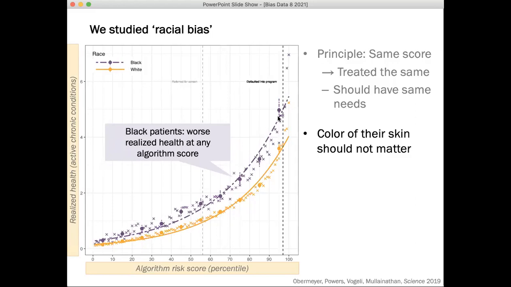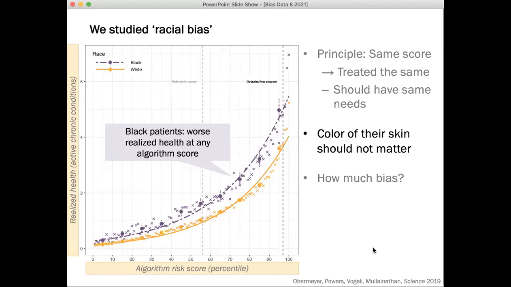So the top line, the purple line, shows you the average health for Black patients over the year after that score was generated. And the bottom line, the gold line, shows you that same quantity for white patients. And what you can see is that the purple line is always above the gold line. And what that means is that there's bias in the score, because at the same score, no matter where you draw a vertical line, Black patients at the same score have on average worse health. So what that means is that white patients who are healthier are getting prioritized ahead of Black patients who are sicker for access to extra help. So there's bias in this algorithm score.